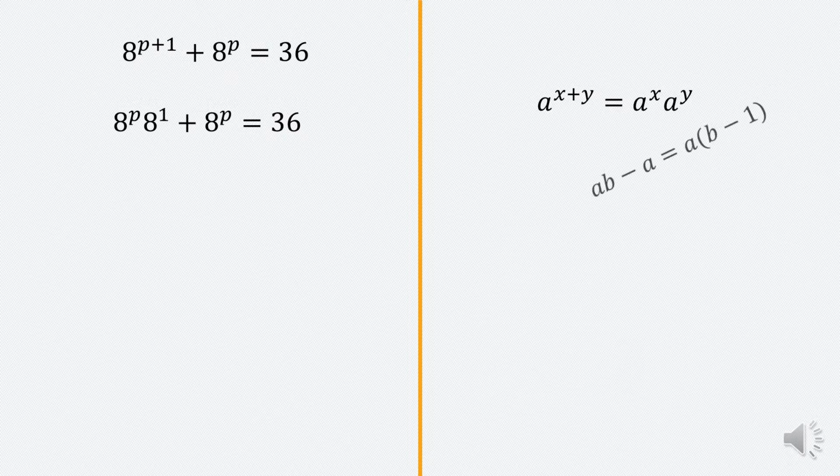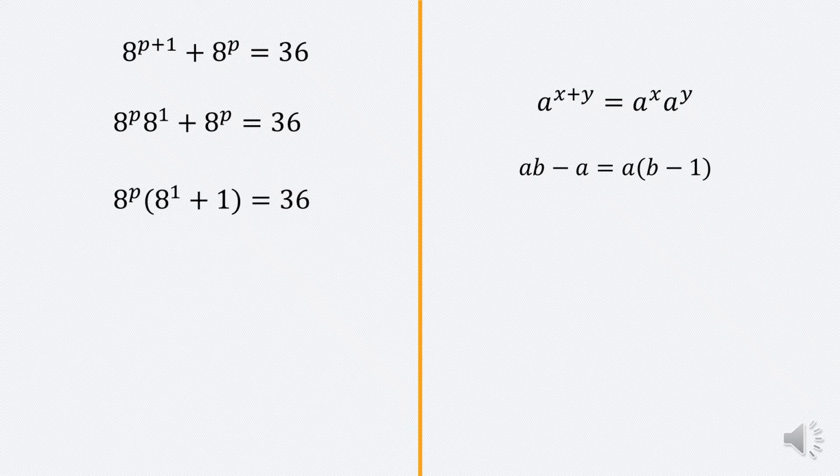Now we are going to factor out something. When you have the expression ab minus a equals a times b minus 1, it means you can factor out the a, right? In the same way, you can factor out 8 to the power p from that expression, since 8 exponent p is a common factor in both terms. So we factor 8 exponent p out, and we get 8 exponent p times 8 to the power of 1 plus 1 is equal to 36.